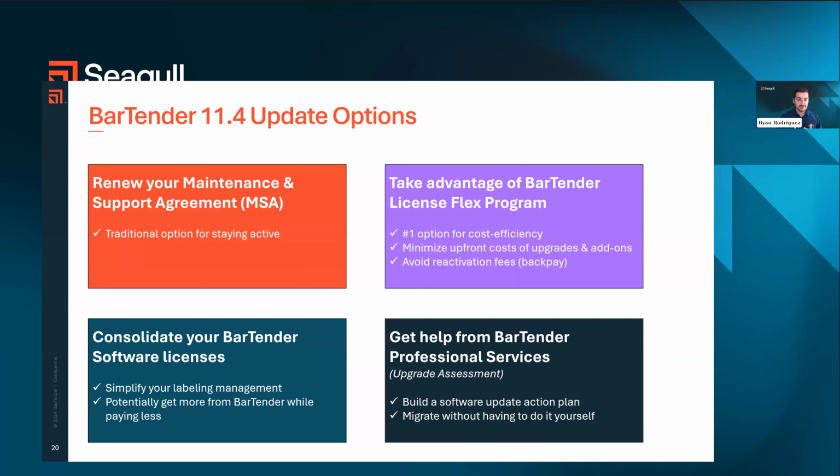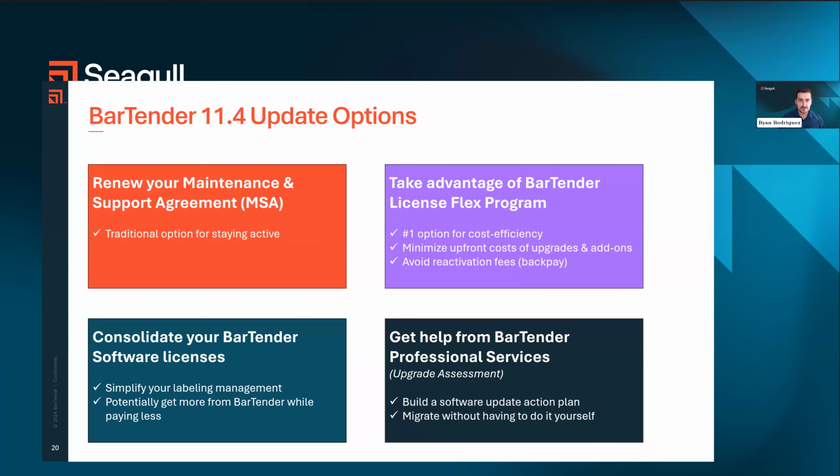The other thing is to also get help from our BarTender professional services team. Again, they are there to support you if you have no idea of how to get started. We have an upgrade assessment to help you build a software update action plan. And if you don't even want to do anything about it, don't want to lift a finger, that's fine. They have options so that they can do it for you and you don't have to do anything.